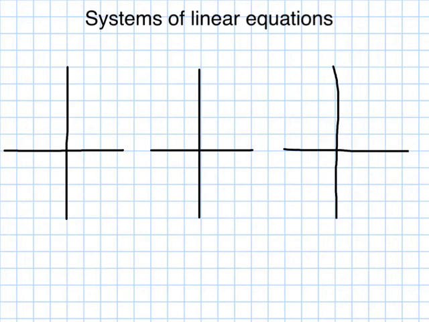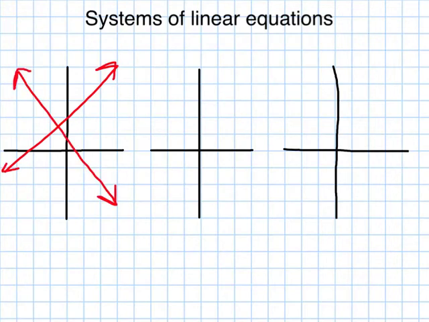Let's take a look at system of linear equations. Let's say that we have graphs of two lines. Here's my first line, and here's my second line. These two graphs are going to cross at a point. That point is the solution to the system of equations.